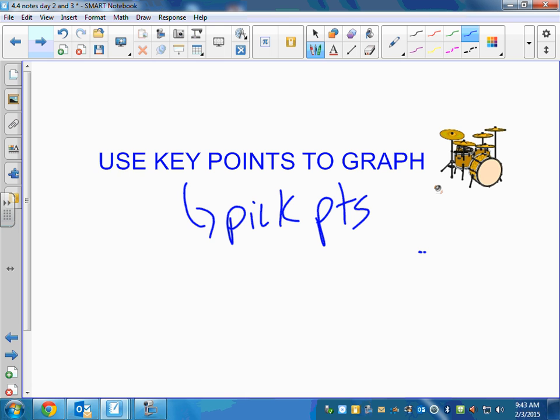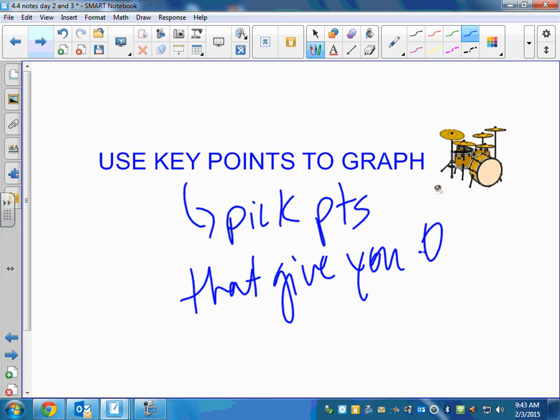Pick points that give you 0, 1, -1. Without a calculator, you shouldn't be picking stuff that gives you square root of 2 over 2. You should be picking key points. This is not on your paper because I didn't want to waste a piece of paper to give you just this one thing. But you know, you could write it somewhere else. Pick key points.